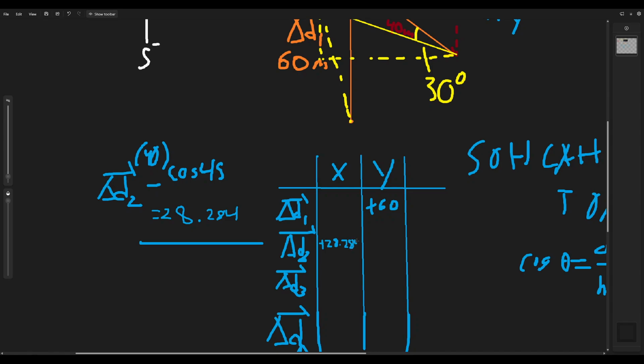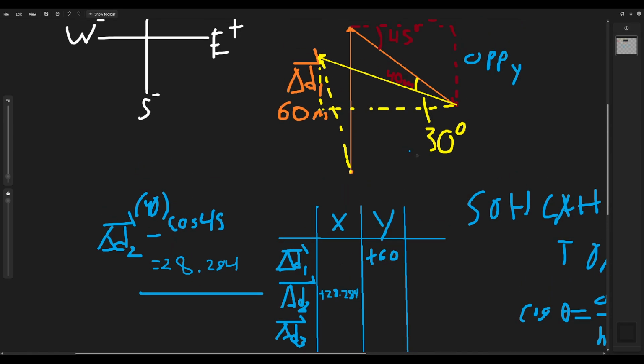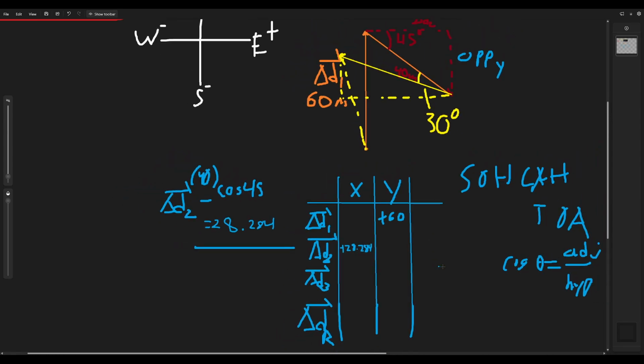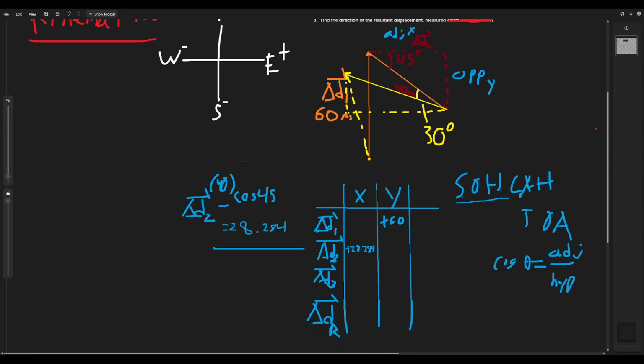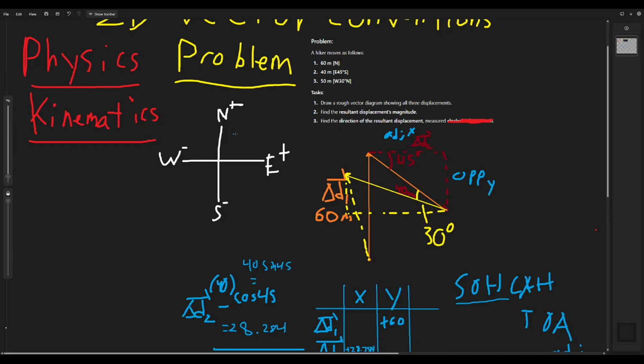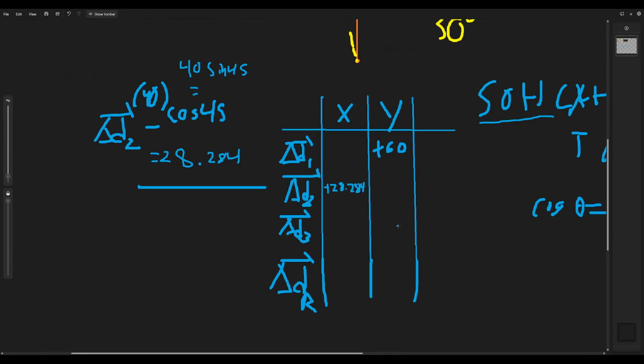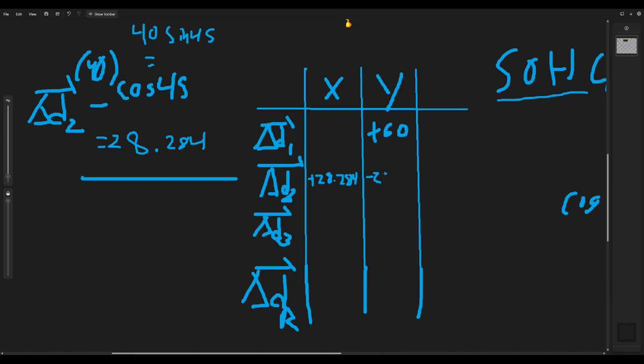28.284. For the y, it's basically the same thing, but instead we use sine. So it would be 40 for the hypotenuse, sine 45. And that gives us approximately the same thing, 28.284. And in this case, it's going down, so this is going to be a minus. So minus 28.284.